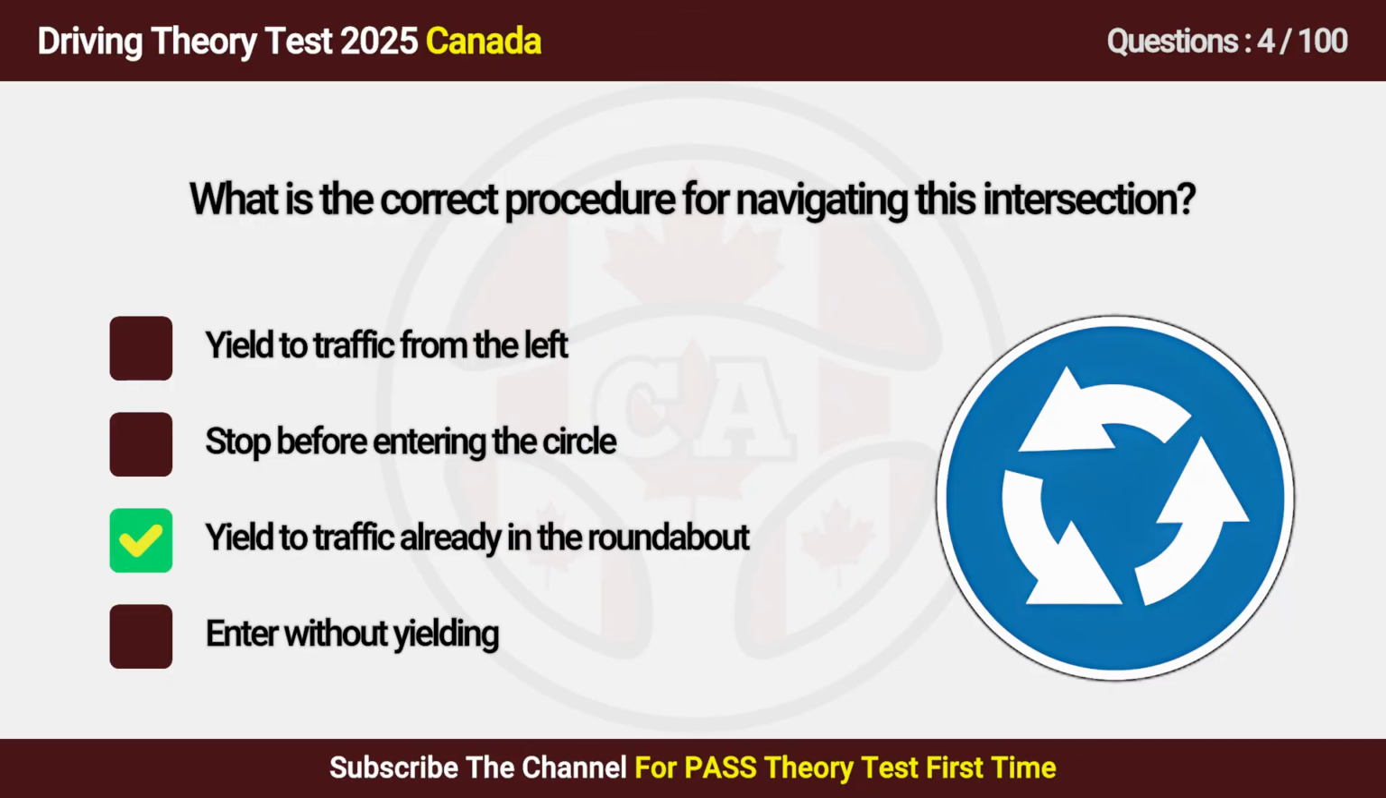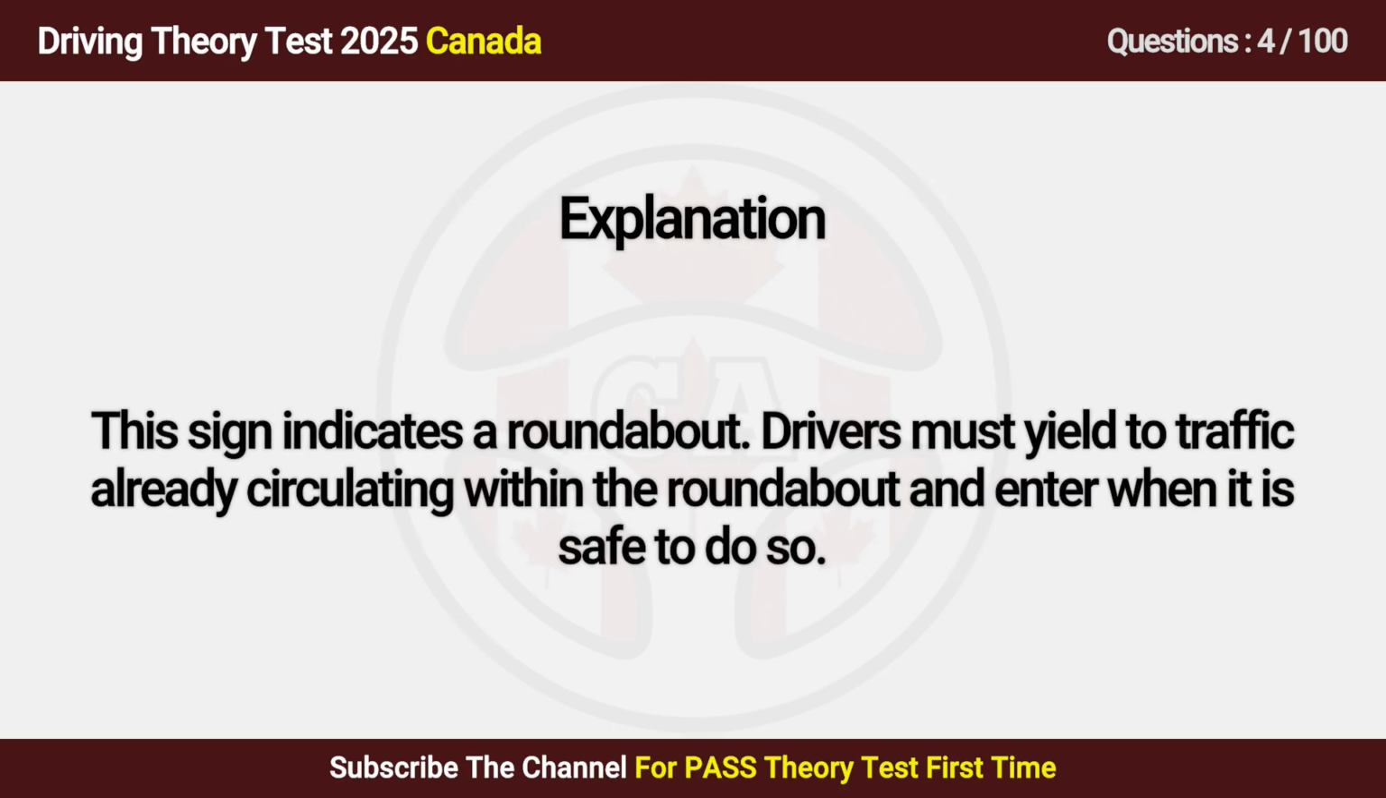Answer is C. Yield to traffic already in the roundabout. This sign indicates a roundabout. Drivers must yield to traffic already circulating within the roundabout and enter when it is safe to do so.